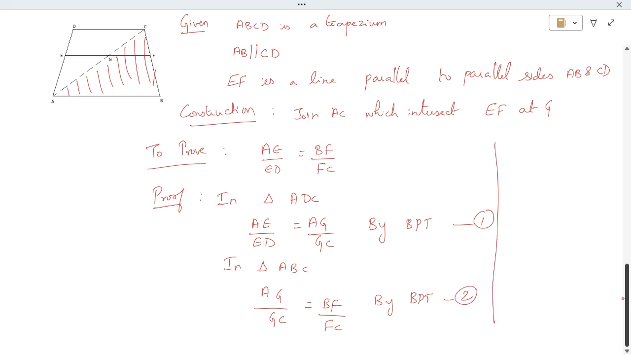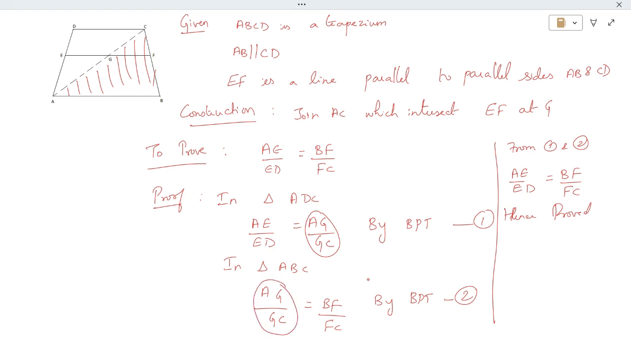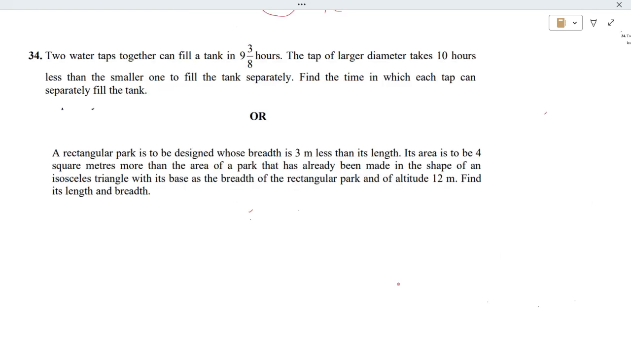So now from 1 and 2 I am comparing: AE by ED is equal to BF by FC. So hence I proved the non-parallel sides are in proportion. How did I get it? Because AG by GC is common in both equation 1 and 2. So I can compare the other two proportionals, that is AE by ED is equal to BF by FC. Hence proved. Question number 34 has an internal choice.